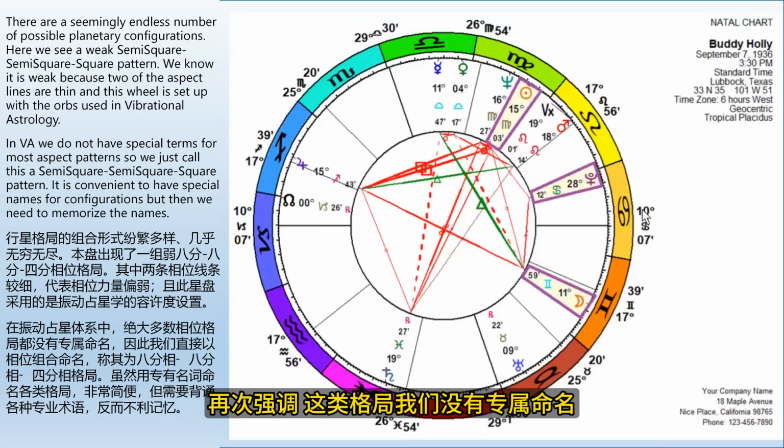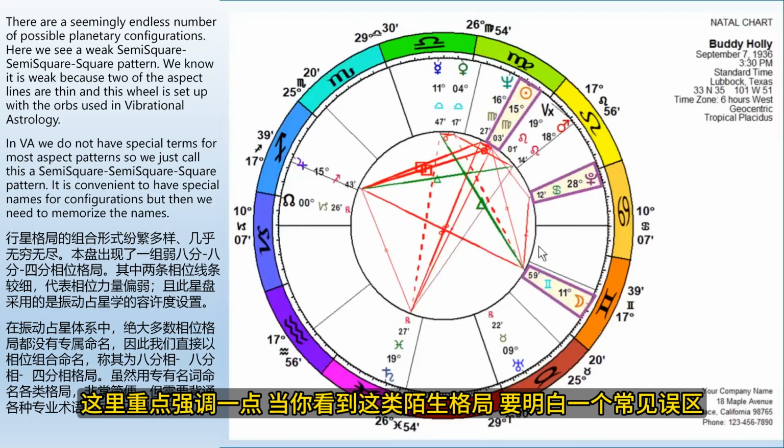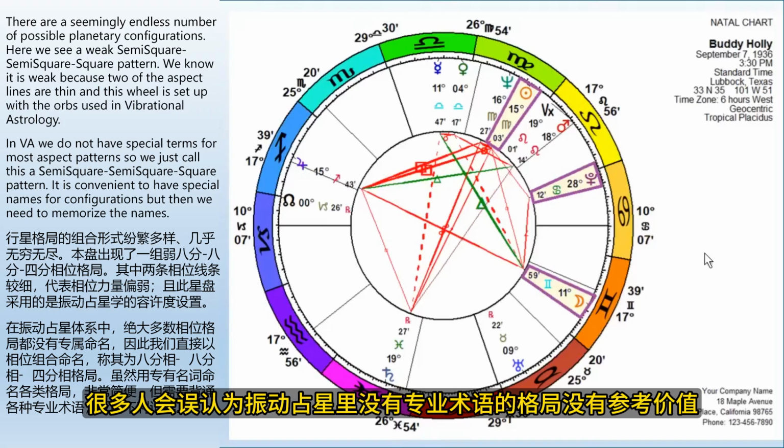And we do not have a special term for this pattern. We just call it a semi-square, semi-square, square pattern. So just emphasizing, you see a pattern like this, you know what happens sometimes? The astrologer doesn't have a name for it. In VA, we don't have a name for it. And people say, well, we don't have a name for it, must not be that important. Whoa, holy moly, man.